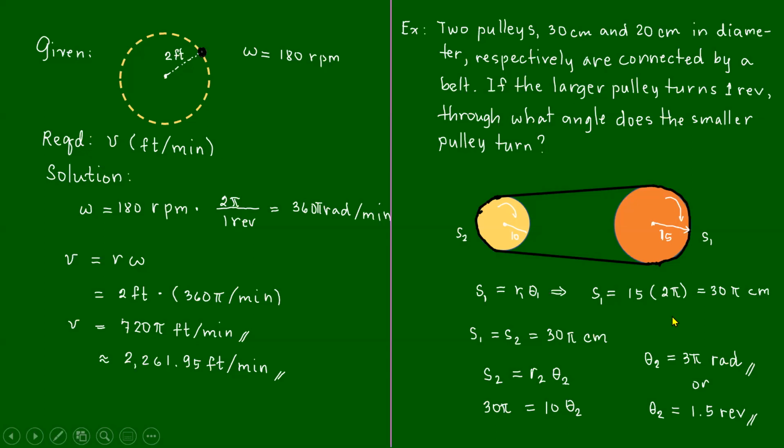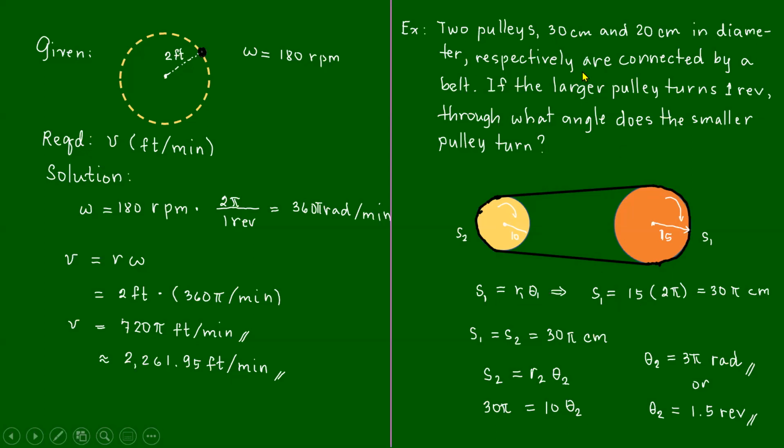Let's see, if it turns 1 revolution, 360 degrees, how much is the movement of the angle of the smaller one? Again, S1 is equal to R1 theta 1. So let's solve for S1 of the bigger pulley. That is 15, because the radius is 15.